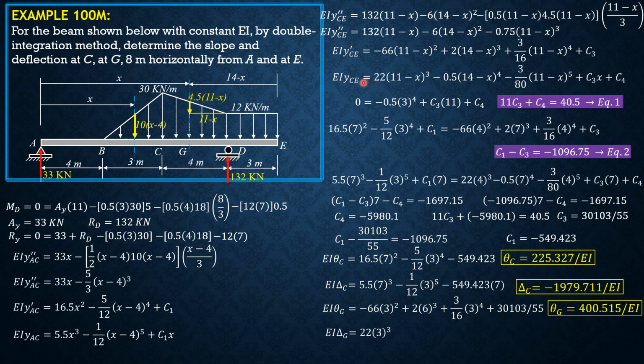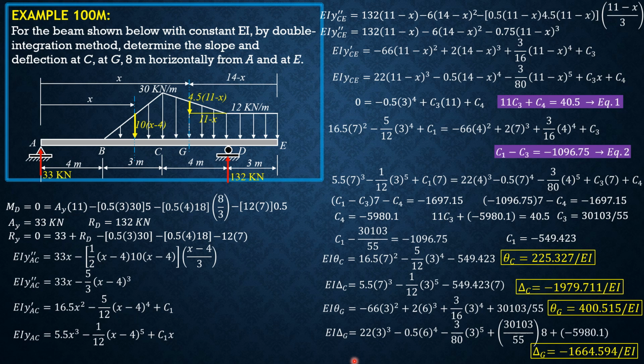Then into this equation, x is 8 to solve for delta G. So EI delta G is equal to 22 times 3 cubed minus 0.5 times 6 to the 4th minus 3 over 80 times 11 minus 8, which is 3, to the 5th plus c sub 3, which is 3103 over 55 times 8 plus c sub 4, which is negative 5980.1. So solving for delta G is equal to negative 1664.594 over EI.